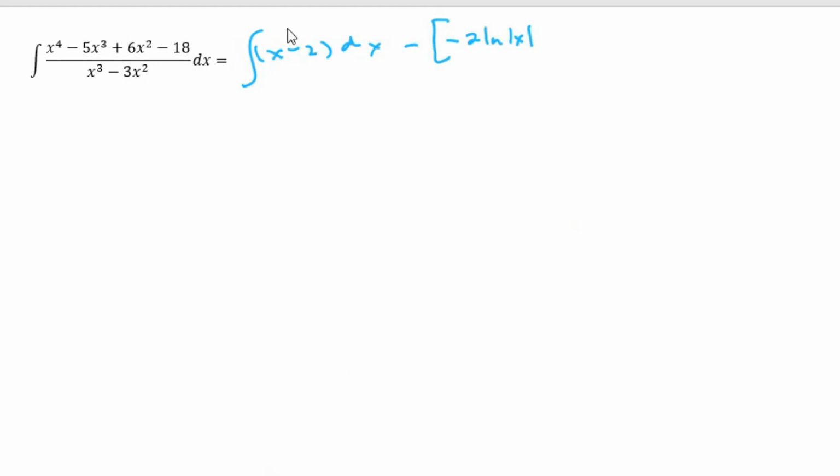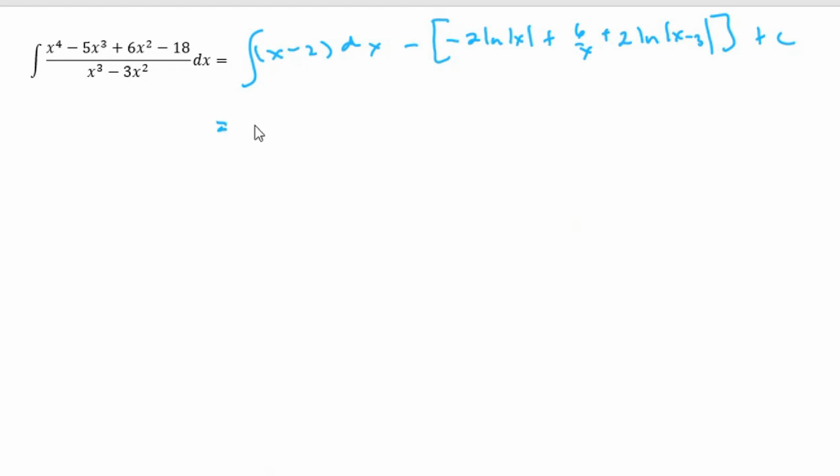So I can write now the integral of x minus 2 dx minus the negative 2 ln of x plus 6 over x plus 2 ln of x minus 3, then close, plus a constant. Now, what I need is just the integration of the first term.